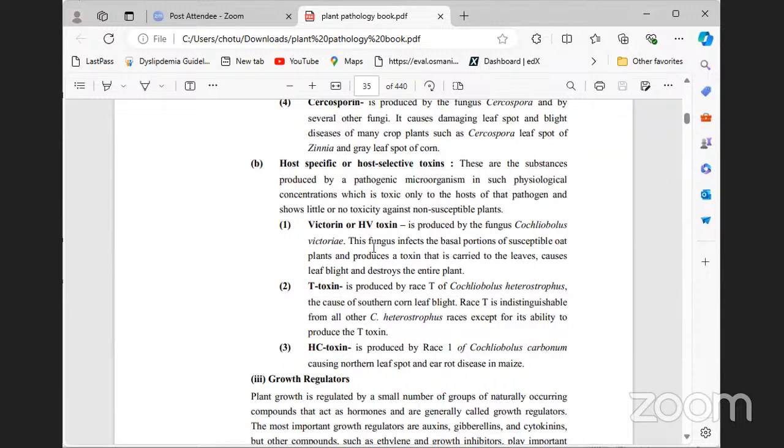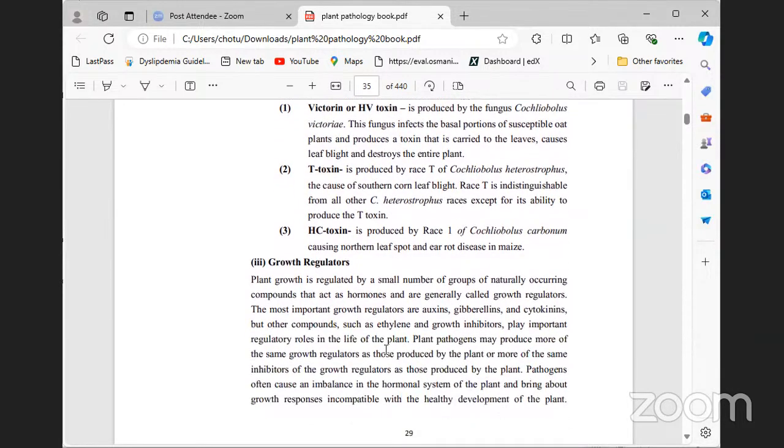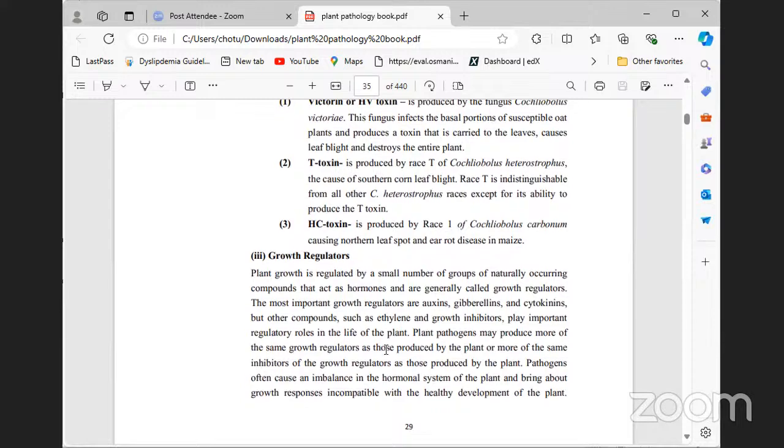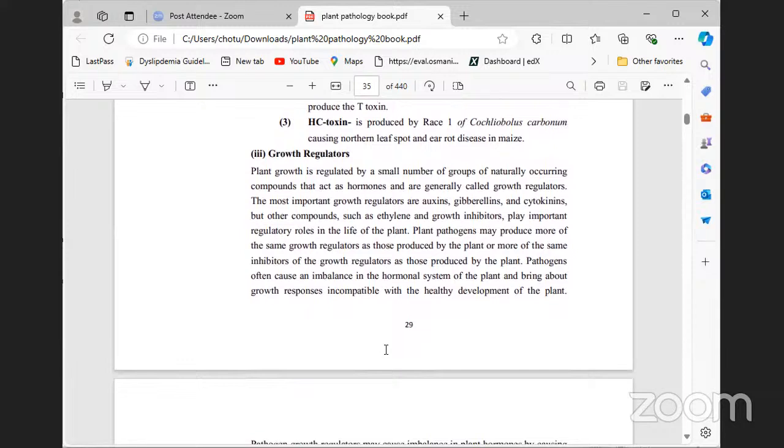The HC toxin is produced by race 1 of Cochliobolus carbonum, causing northern leaf spot of corn, and ear rot disease in maize also.